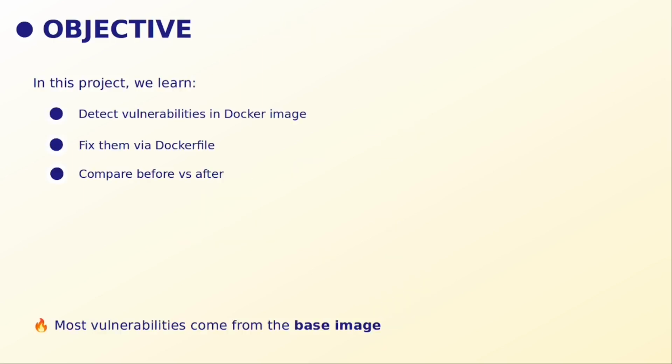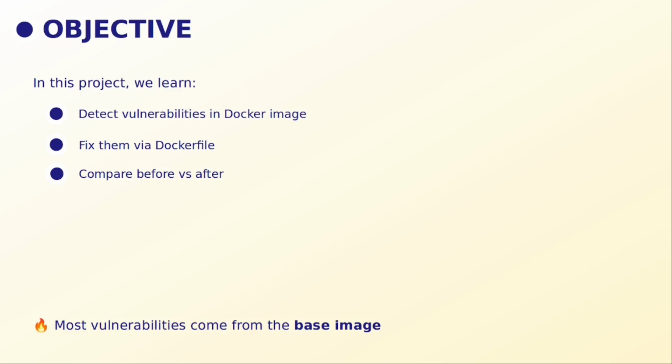Objectives. In this project, we focus on 3 main goals. First, we learn how to detect vulnerabilities inside a Docker image. Second, we learn how to fix those vulnerabilities by improving the Dockerfile. Third, we compare the image before and after optimization.